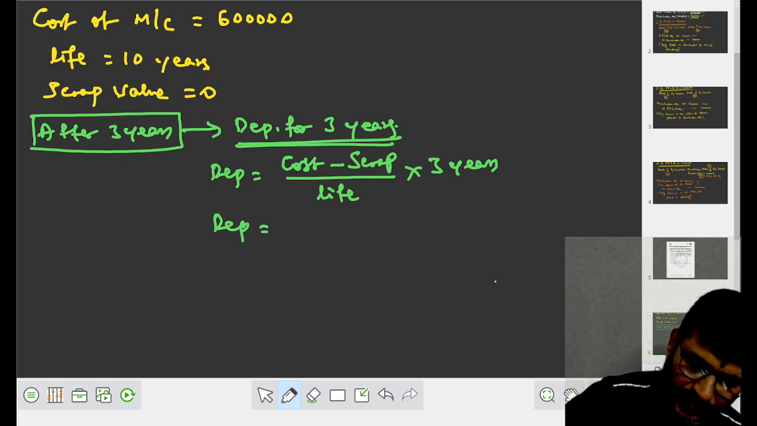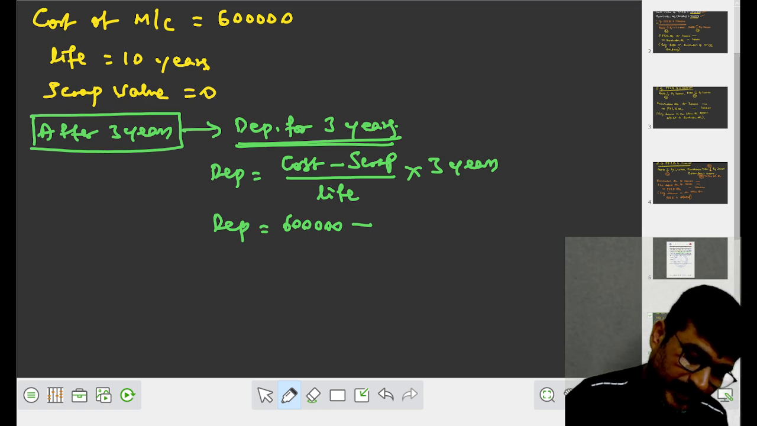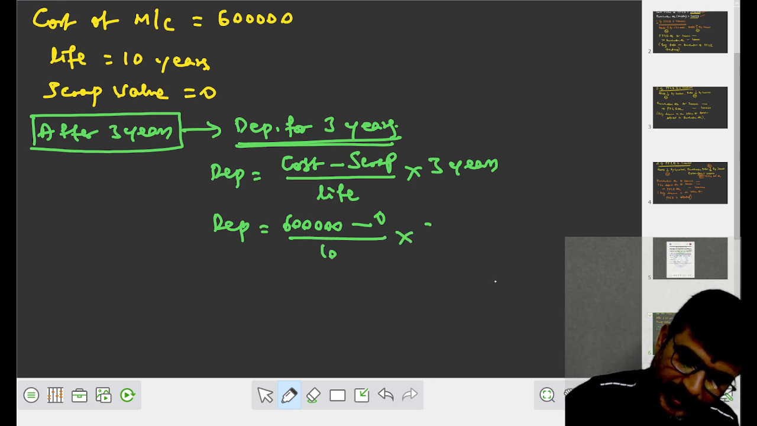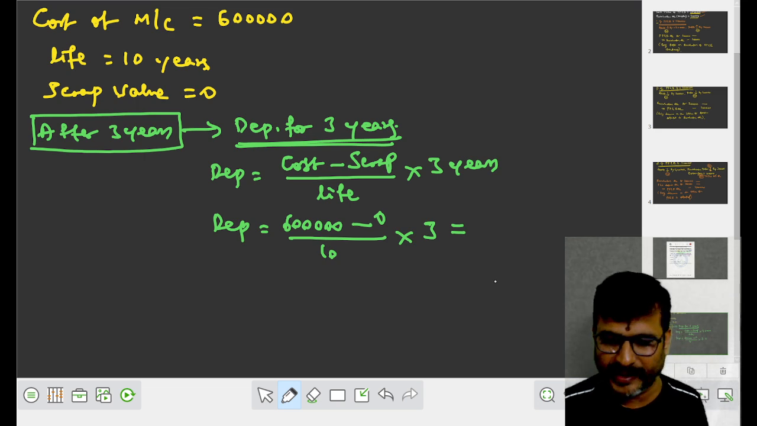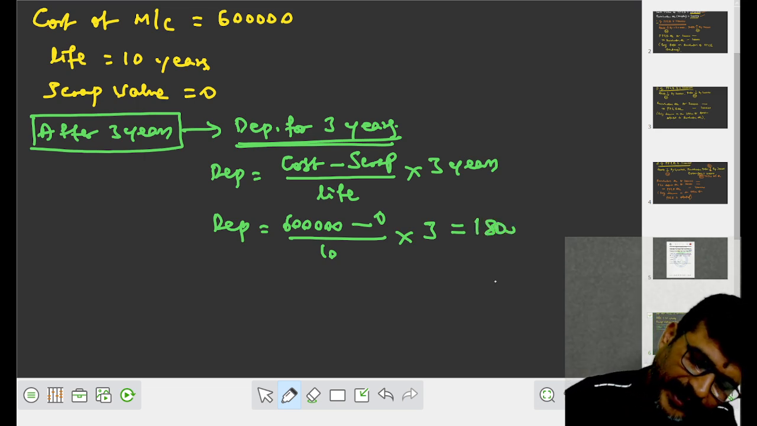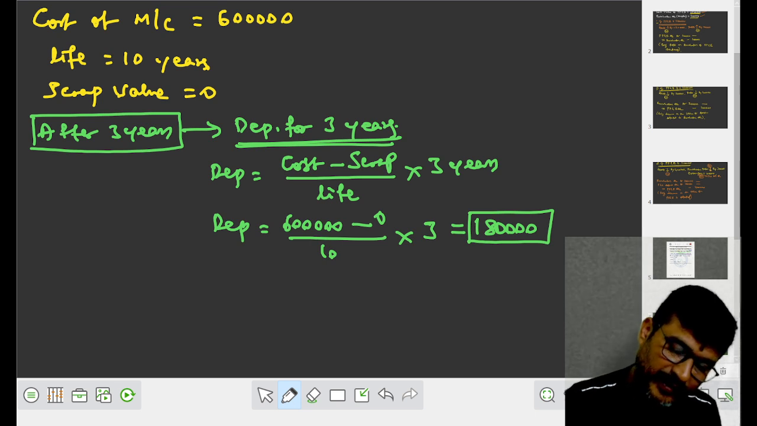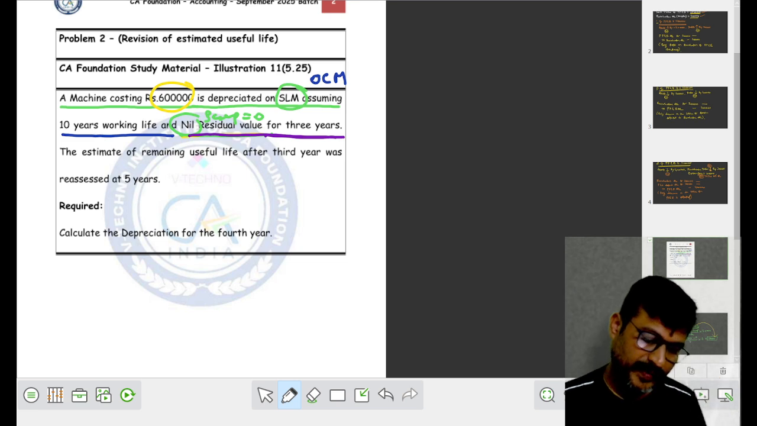Now, depreciation. What is the cost? 6 lakh. Scrap is 0. Life is how many years? 10 years. We want depreciation for how many years? 3 years. 6 lakh minus 0 by 10 means 60,000, into 3 means 1,80,000. This is the depreciation for 3 years. Fine. See what happened in the next one.